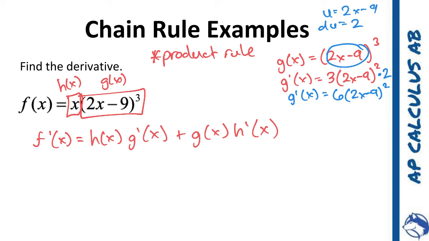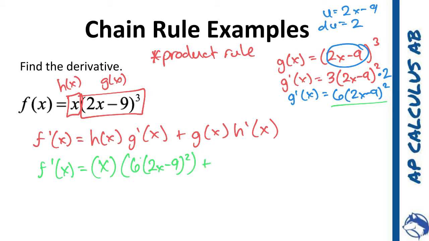So now all I have to do is take my pieces and go for it. So f prime of x is equal to h of x, well that's just x. And then g prime of x, well I've got that over here. So it's 6 times my 2x minus 9, that quantity squared, plus g of x, which is 2x minus 9 cubed, and then my h prime of x, well, the derivative of x is just 1.